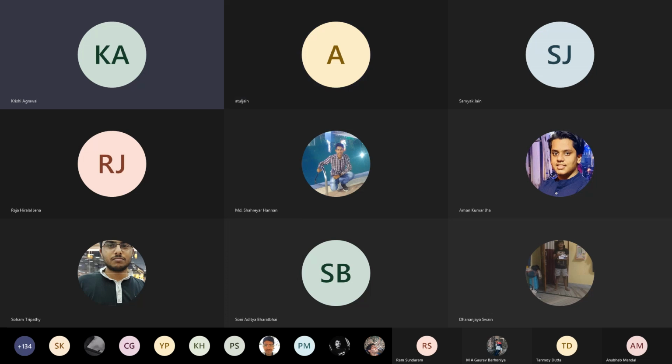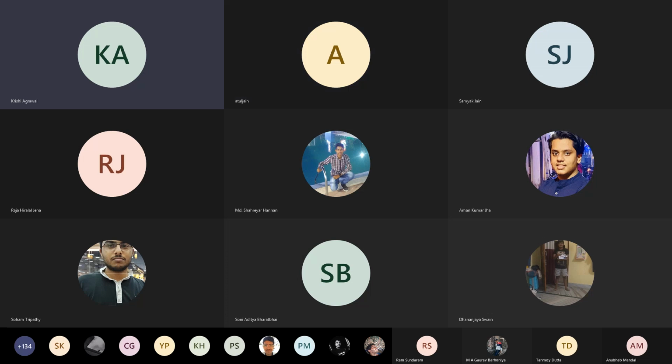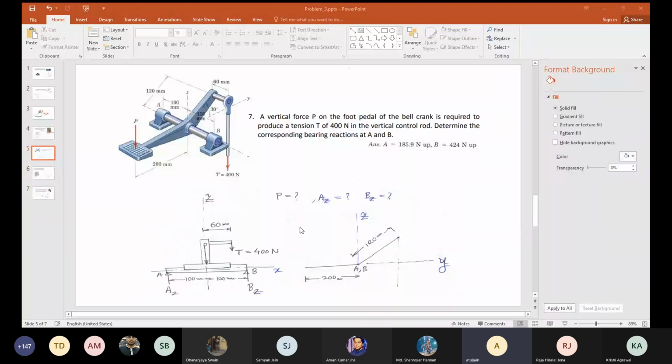Sir, can you share your screen again? Yes, sir. Yes, I can. So what should I do? So moment about z-axis we can take, then AY will be equal to BY, and the force equation will be AY plus BY is 0. So they are both 0.